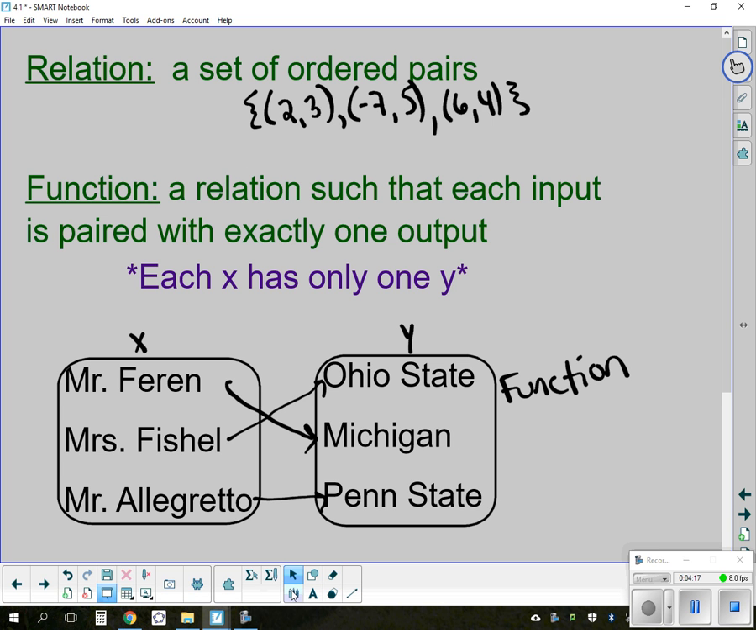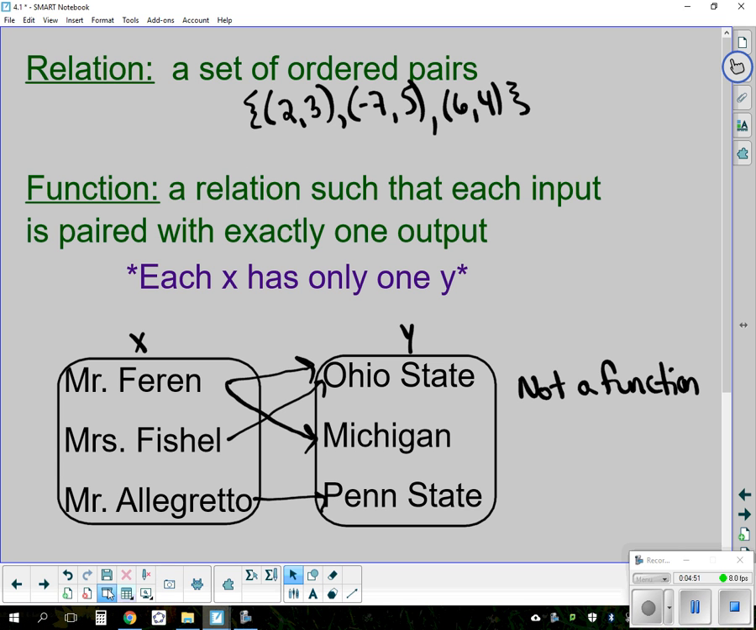Now, let's say that Mr. Farron finally comes to his senses and decides he does like Ohio State as well. Now, this x value has how many y's? It has two y values. So this is no longer a function. As soon as a single x value has more than one y value, it cannot be a function. Okay? So as this one is written, not a function.